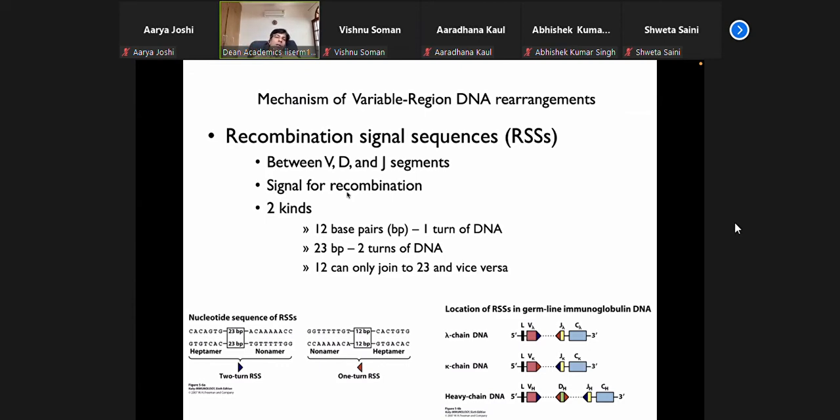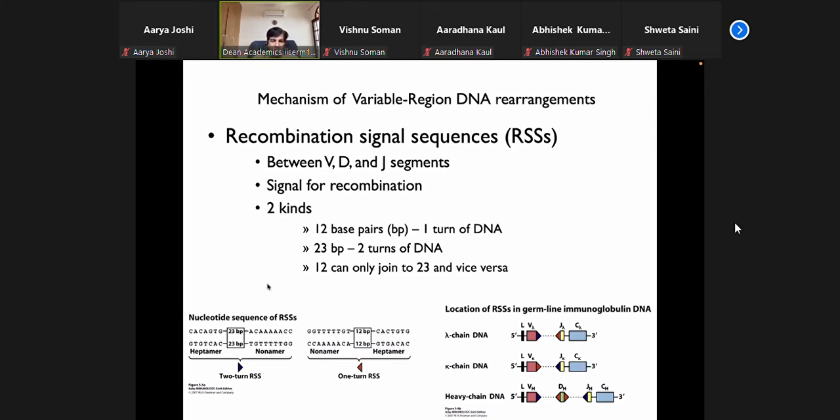Okay, so you have these specific sequences that we call recombination signal sequences. These come in two forms, two kinds, responsible for this recombination process in VDJ. They are more or less constant sequences. The location of the sequence can be different, whether you are talking about V's, D's, or J's. So one type is where you have a 12 base pair sequence.